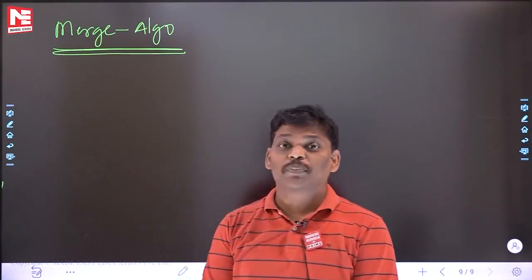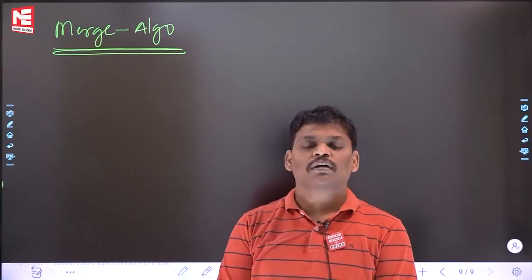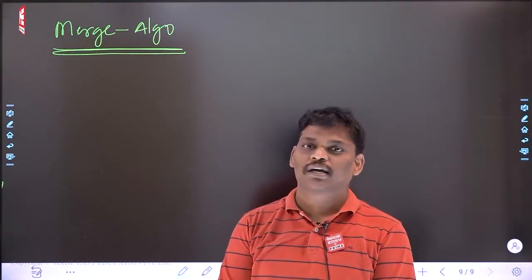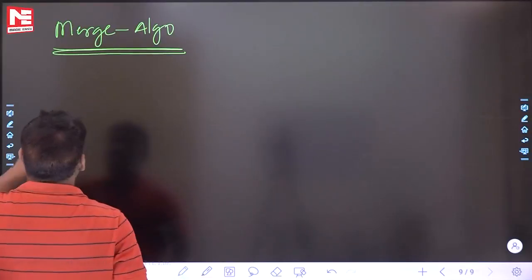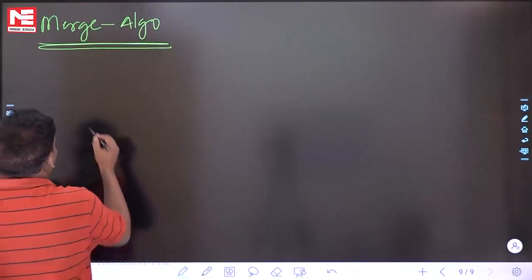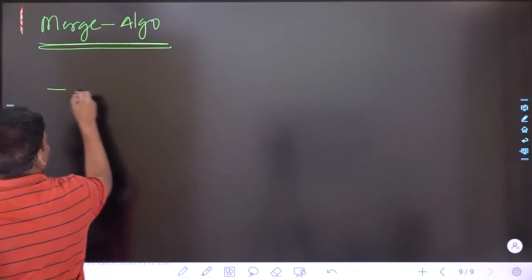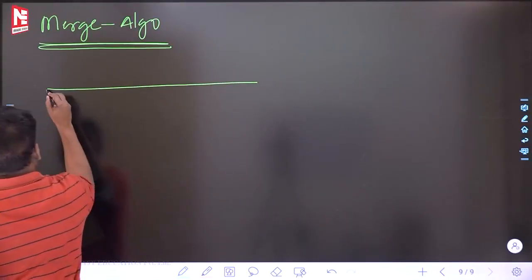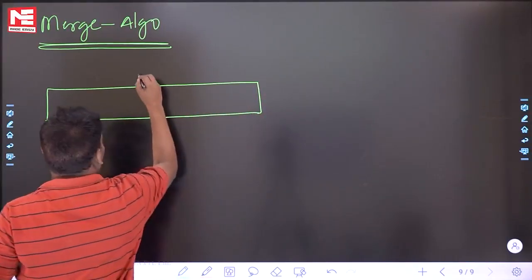I am starting now. Please be careful. All the questions in the GATE examination from merge sort are, indirectly or directly, based on the merge algorithm. Please be careful. I am starting. Merge algorithm. See this one, merge algorithm input: 2 sorted subarrays. The merge algorithm input is going to be 2 sorted subarrays. Let me write. 2 sorted subarrays is the input to the merge algorithm.